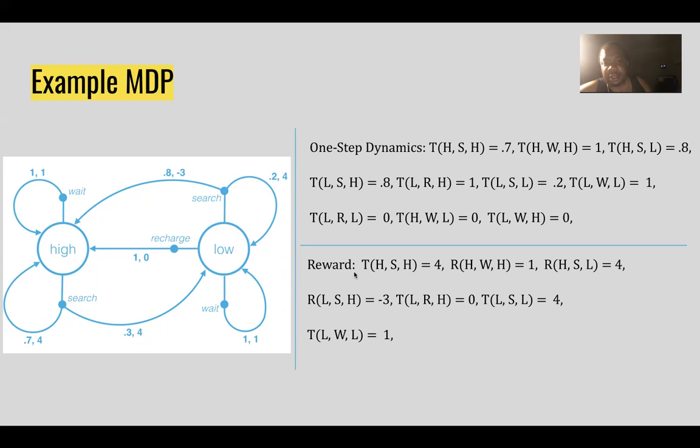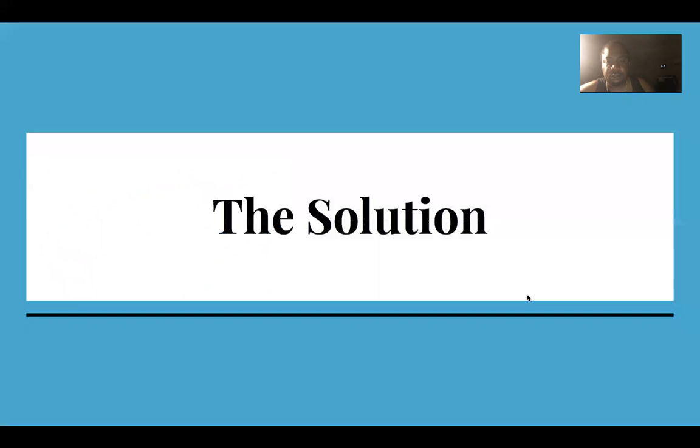So here we have also our reward functions. Given that we were in a high state and we searched and returned to a high state, we get a reward of 4. All right. So what is the solution?